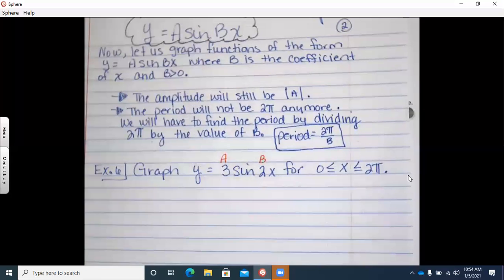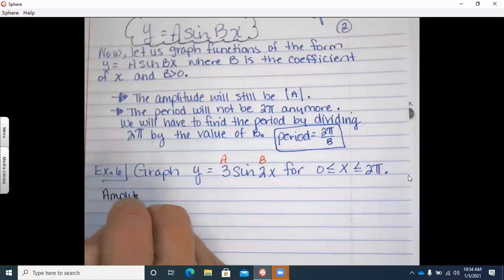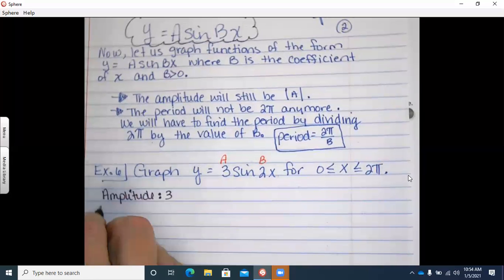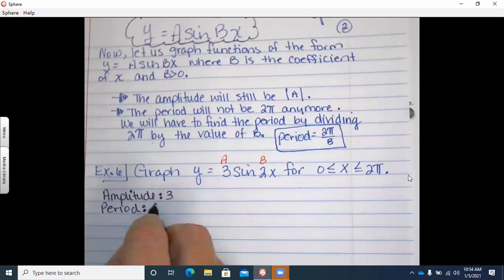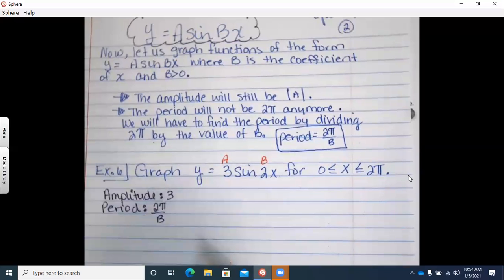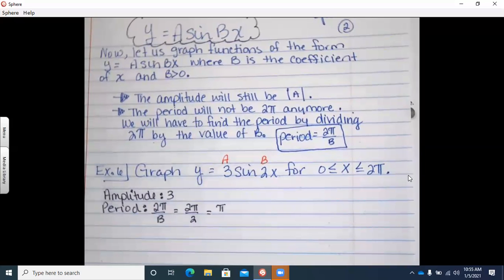So first of all, what's our amplitude? 3, because that's not going to change. But our period is going to change because now there is a number for b. It's not just a 1 anymore. So to figure it out, you always do 2 pi divided by b. So in this case, that's going to be 2 pi divided by 2, which is what? Pi. So we're going to have one complete cycle from 0 to pi.